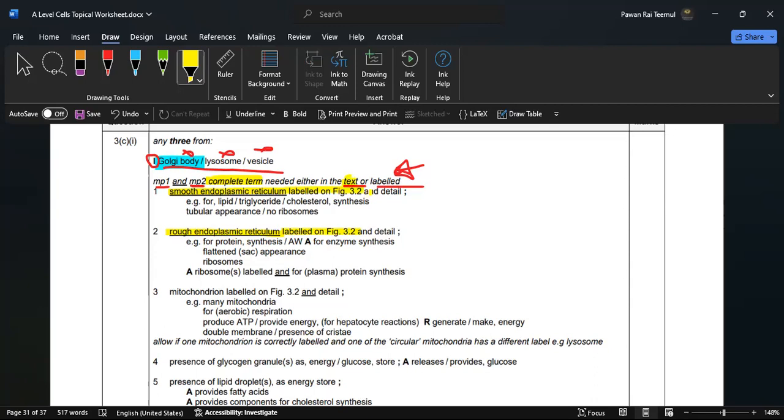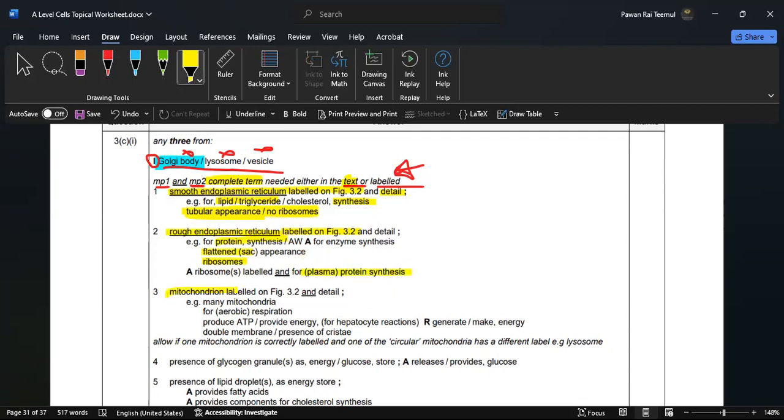Actually you are asked to label it on the diagram. So the smooth endoplasmic reticulum is involved in the synthesis of lipid or triglyceride. Oh, did I miss the part on the detail? Yeah, I did. Anyway, tubular appearance with no ribosomes, and you may say convoluted. For rough endoplasmic reticulum, it is flattened sacs with ribosomes attached on its surface, and it's here for plasma protein synthesis.